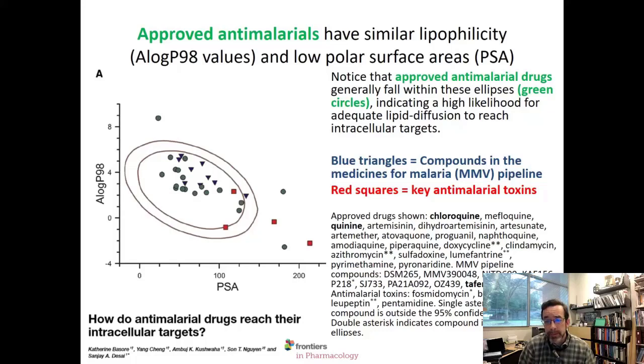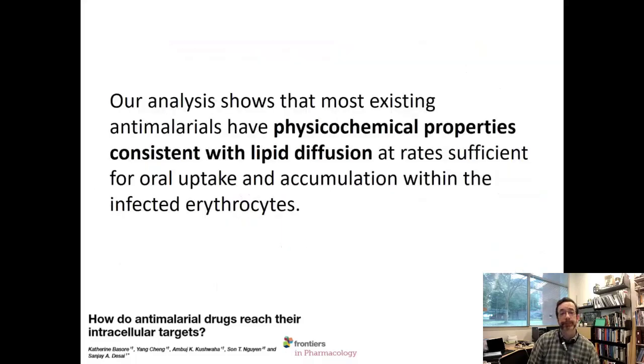The other things to notice, let's see, actually one of those is a blue triangle. The tafenoquine is actually a blue triangle, but the major point is they are probably somewhere in that ellipse, that brown circle that's shown. That means that they have low polar surface areas and high lipophilicity. So this is from the paper itself. They say, most existing antimalarials have physiochemical properties consistent with lipid diffusion. It looks like these get across the membrane passively.